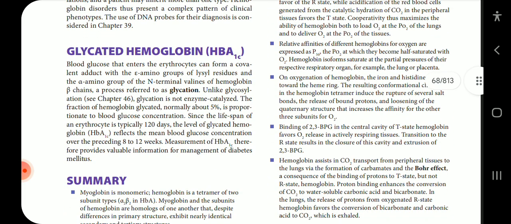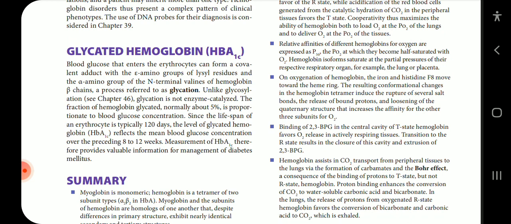Glycated hemoglobin, HbA1c. Blood glucose that enters the erythrocyte can form a covalent adduct with the epsilon amino groups of lysine residues and the alpha amino group of N-terminal valine of hemoglobin beta chains, a process referred to as glycation. Unlike glycosylation, glycation is not enzyme catalyzed.